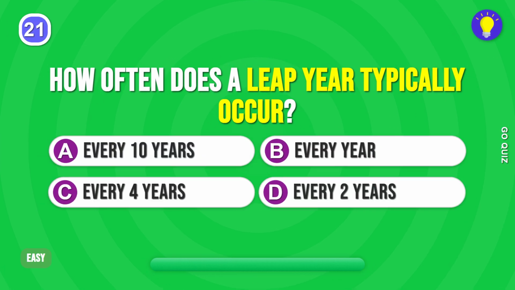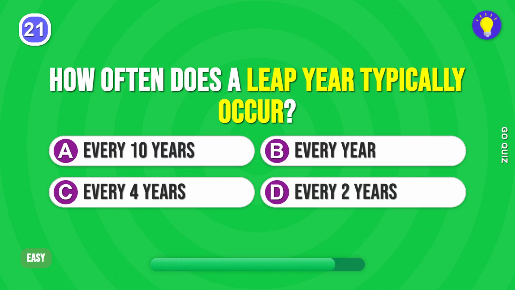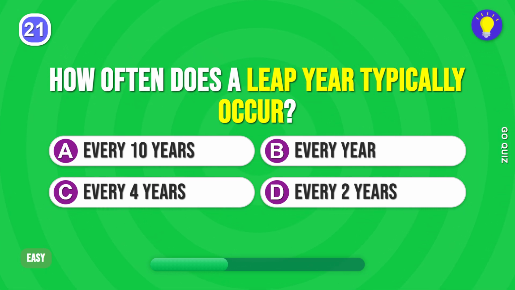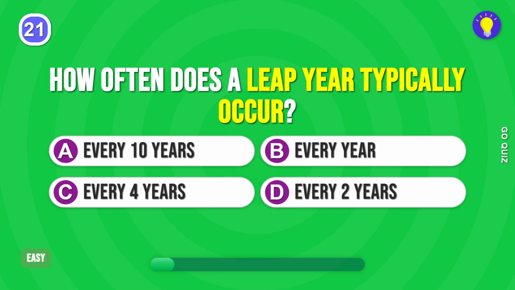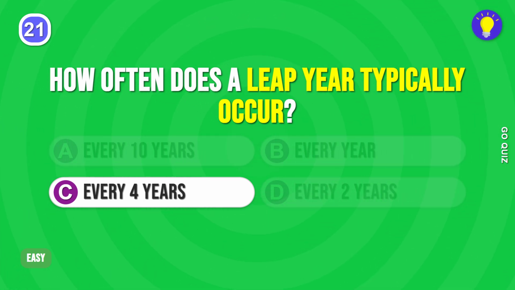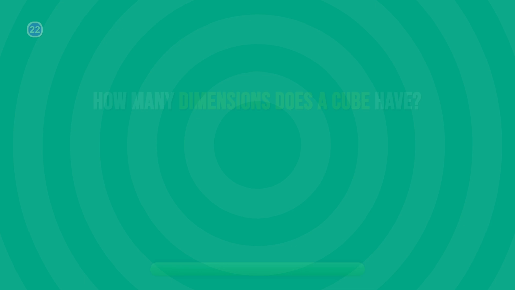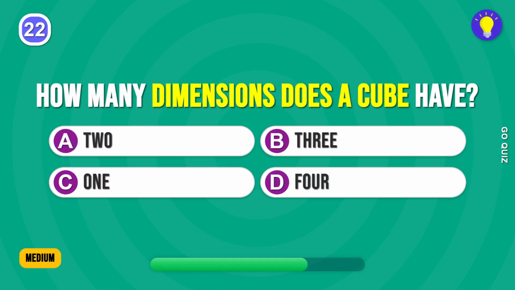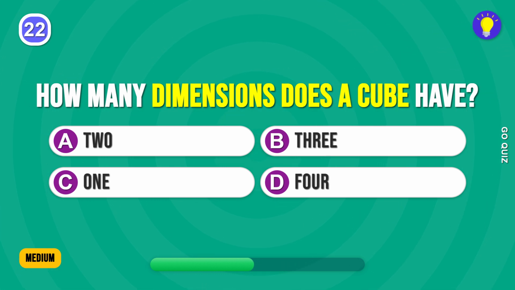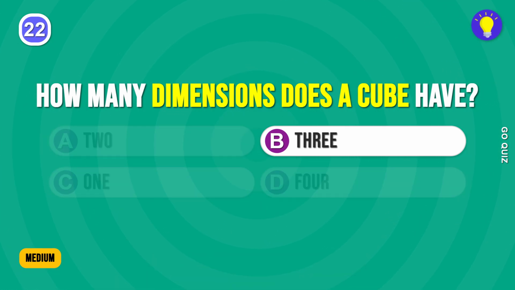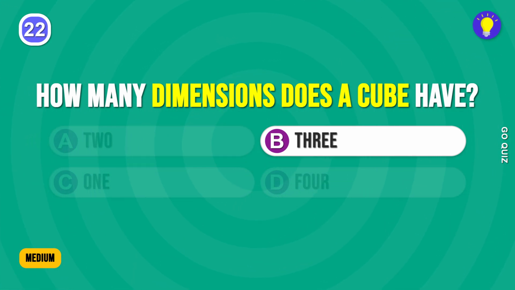How often does a leap year typically occur? A leap year adds an extra day to February every 4 years. How many dimensions does a cube have? A cube is a three-dimensional geometric shape.